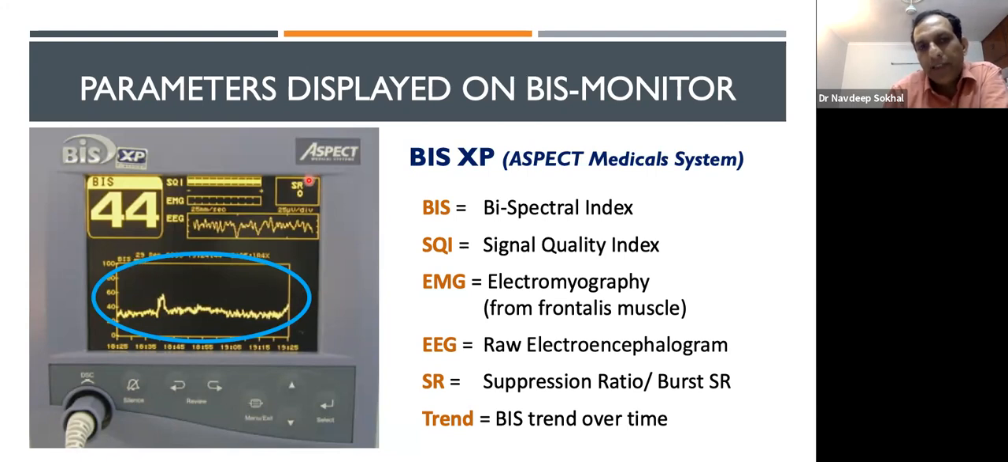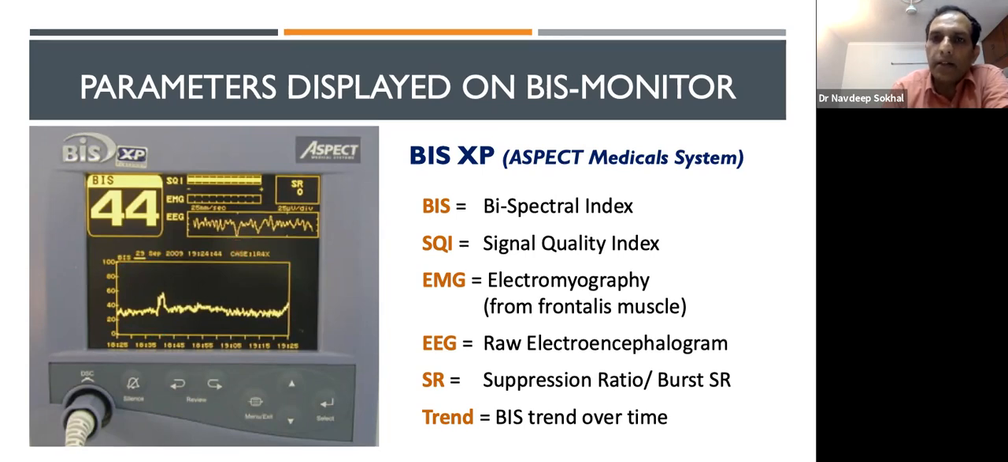What is burst suppression ratio? If you record an EEG over a period of time, it is the percent of time there was an isoelectric line. To understand it better, suppose I record an EEG for 1 minute and for 15 seconds there was no activity, there was an isoelectric line. So the burst suppression ratio is 15 out of 60 seconds, that is 25%. For 25% of the time it was burst suppression, and the rest of the time there was activity. So this is called the burst suppression ratio. We'll discuss it again. Now this was the first monitor which was available.